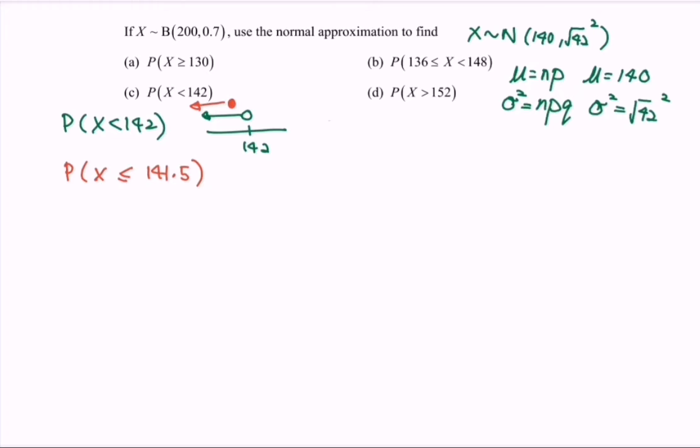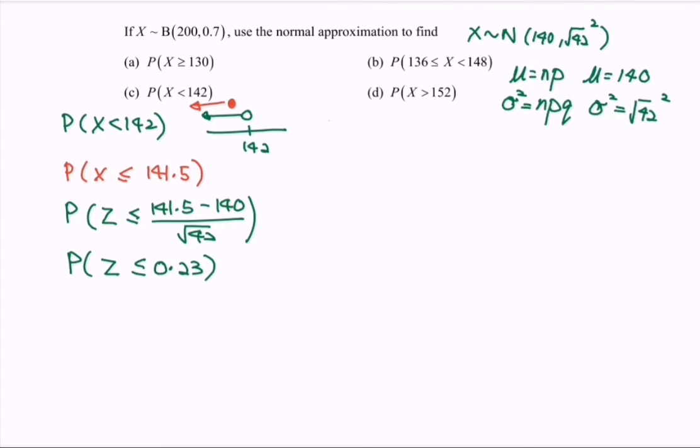Second step, standardize the situation. So the probability that z is less than or equal to 141.5 minus 140 over the square root of 42. After we simplify the situation, we will have 0.23. Continue, refer to the diagram, where we have z equals 0.23. So z is less than or equal to 0.23. So here will be the shaded region.